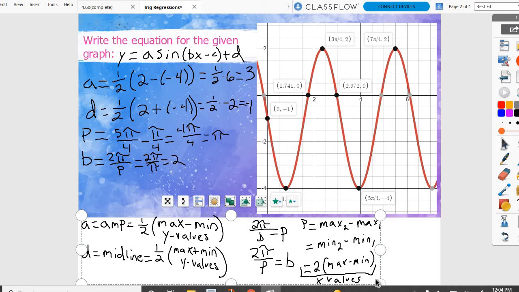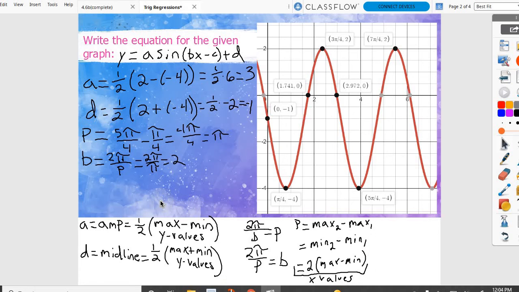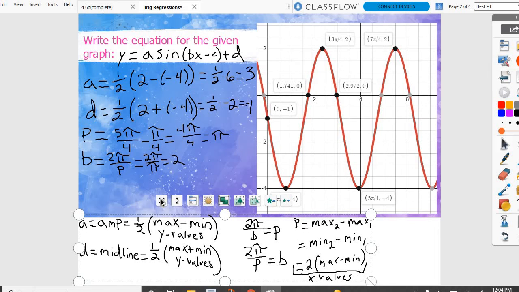Our phase shift, which is given to us by the C value, is not that complicated, but it is a little bit trickier than some of our other ones. Normally when we find our phase shift, we take our bx minus c and set it equal to 0, because normally we start at a 0 for our sine graph. Agreed? But what did we say is going to be kind of hard to find? Zeros, right? And kind of the starting point as far as zeros go.